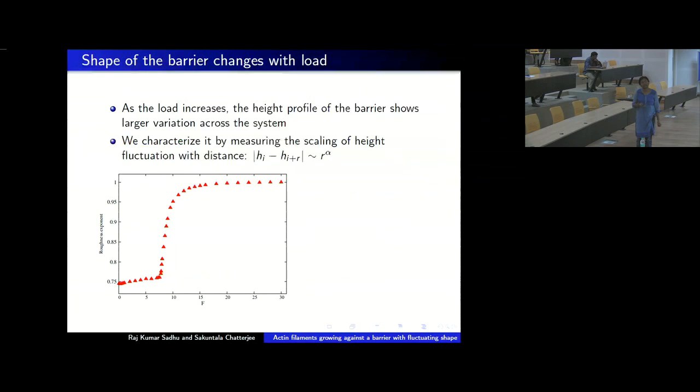Finally, another thing is how the shape of the barrier gets affected in this process. So here we find that as the load increases, the height profile of the barrier shows larger variation across the system. So we characterize it by considering 2 points, calculating the height difference between them, and finding out how that difference scales with the separation. That exponent is known as the roughness exponent, and we find that the roughness exponent shows a continuous dependence on the applied force. And this sharp change happens at the stalling force actually.